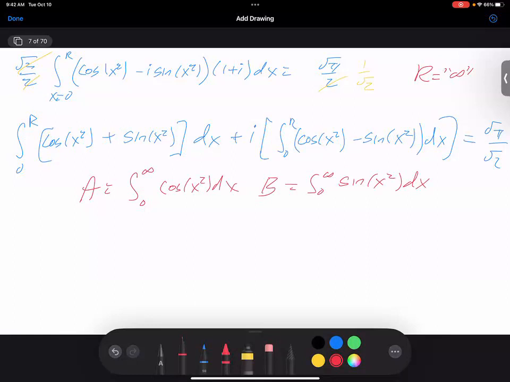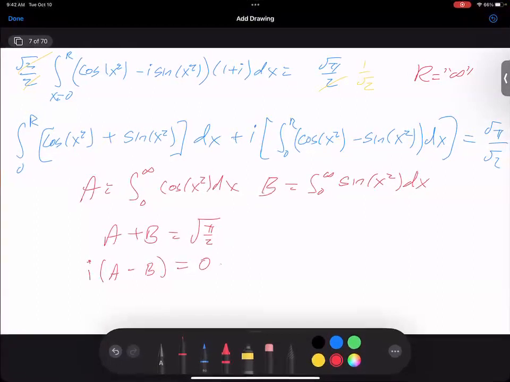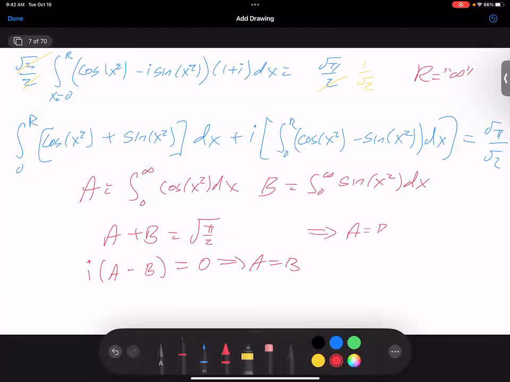And now here's where the miracle is. We get A plus B equals the square root of pi over 2. And the other one is i times (A minus B) equals 0. This is a very easy system of equations to solve. The second one just tells us A equals B. And then using that, we get A equals B equals root (pi over 2), over 2.